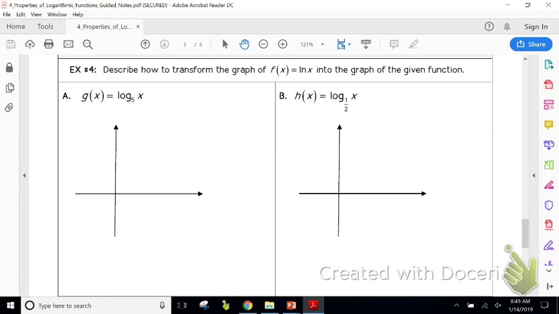So, change of base. I need to go to what base? I need to go to e because I want to compare it to the natural log of x. So how can I rewrite this with base e? Natural log of x over natural log of 5. Good. Just that change of base formula we just did, right?